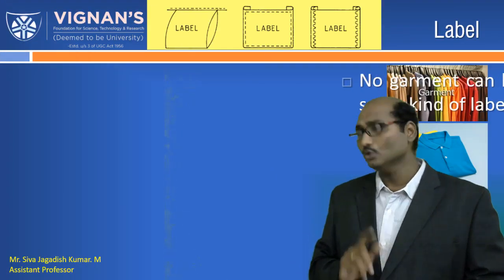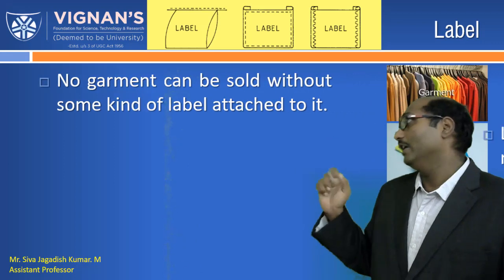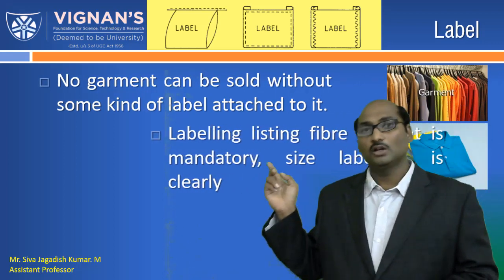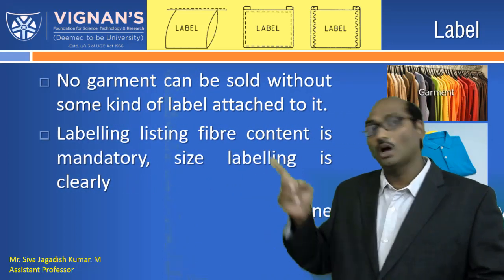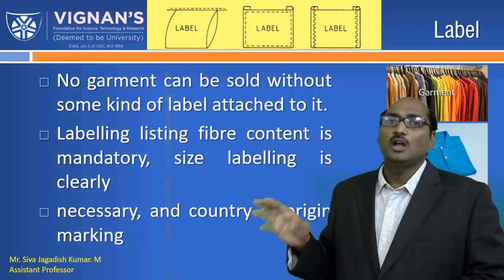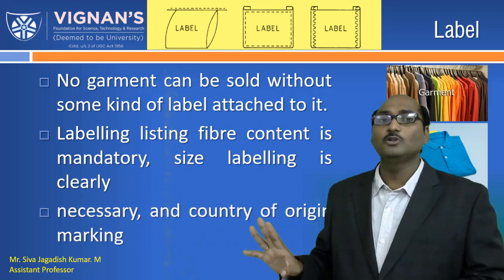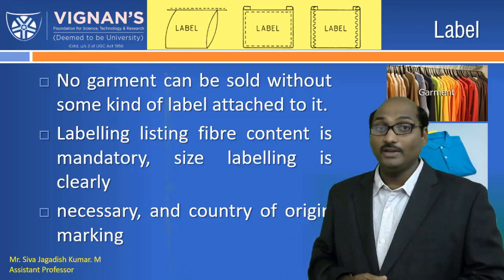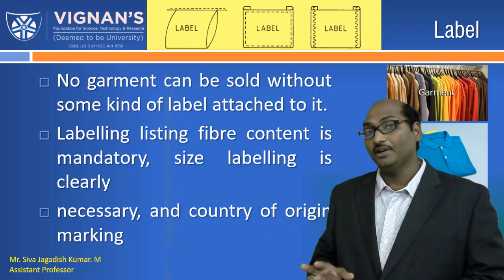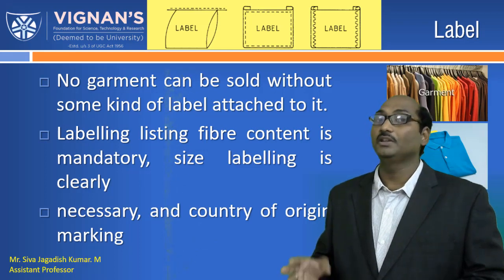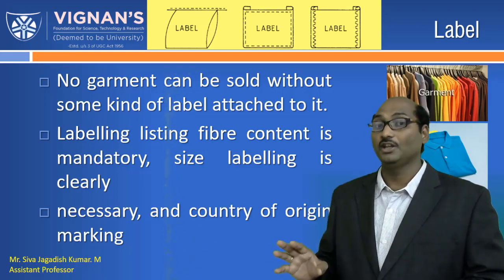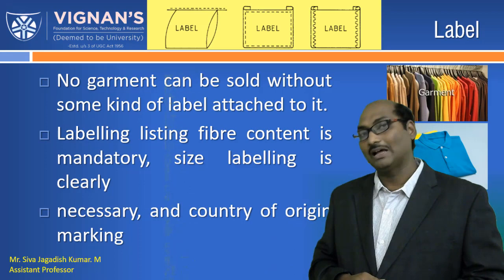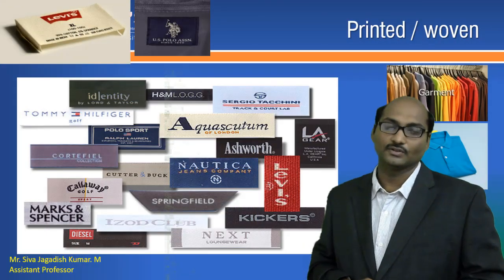Labels can be either a flag label sewn at the top, or all-over sewn, any kind of label. And no garment can be sold without some kind of label attached. Labeling listing the fiber content is mandatory. Size labeling is clearly necessary, and country of origin and marking is also very much necessary.